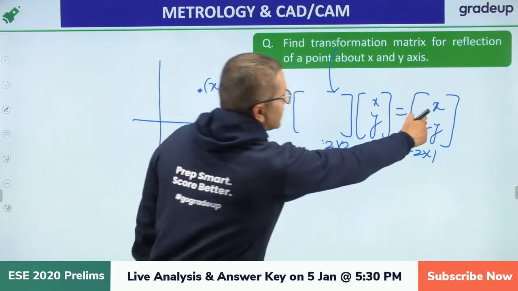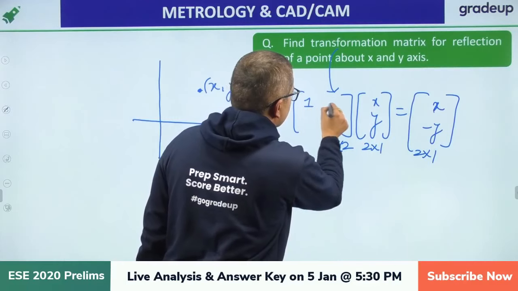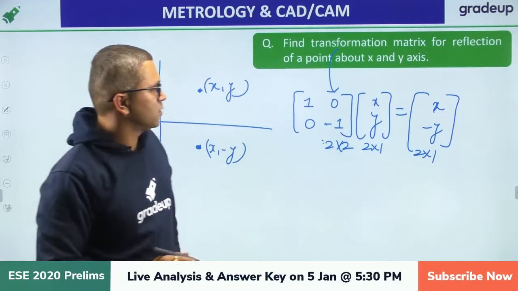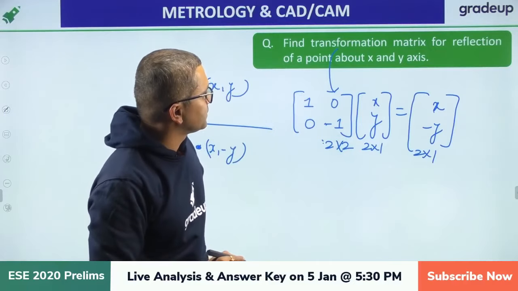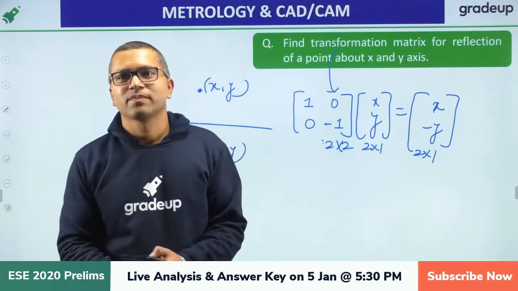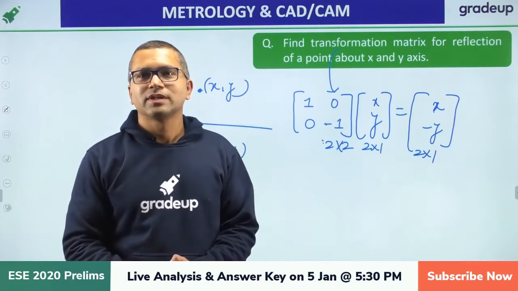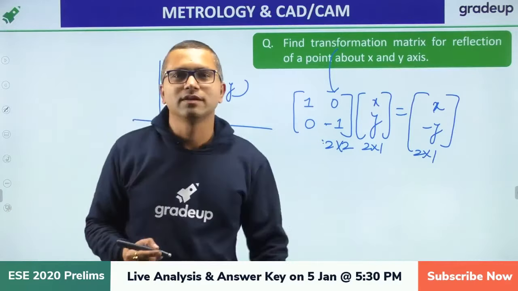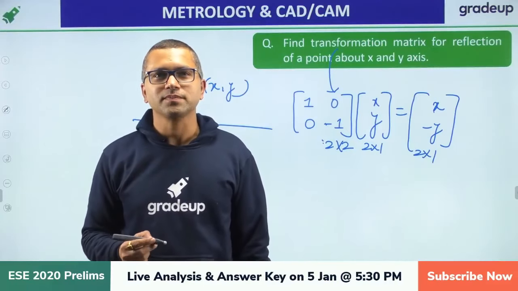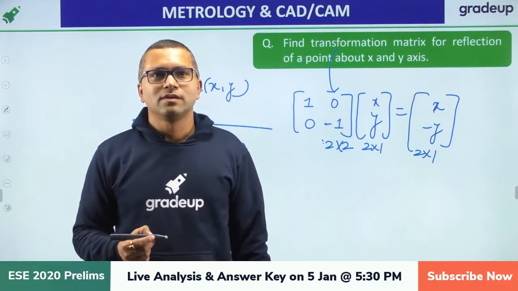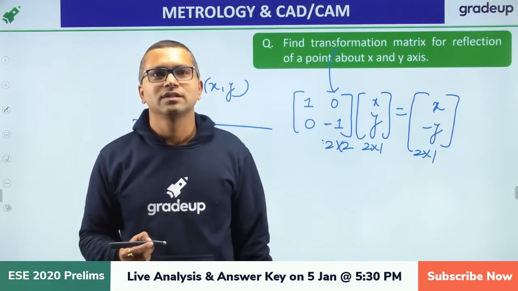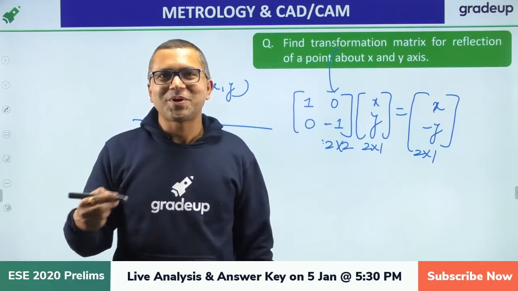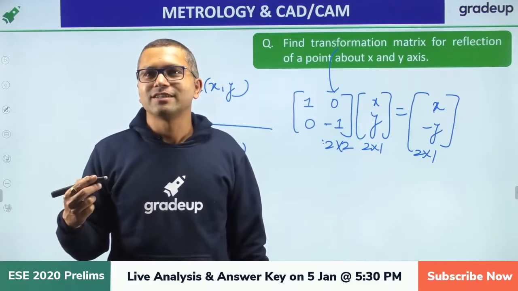Because we need one x here, I'm going to write 1 0 0 and minus 1. See if it follows. And you can obviously calculate this with respect to the y-axis as well. This is how it is. 1, 0, 0, minus 1. Almost all of you got it.